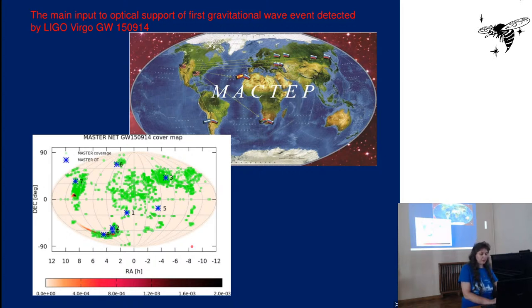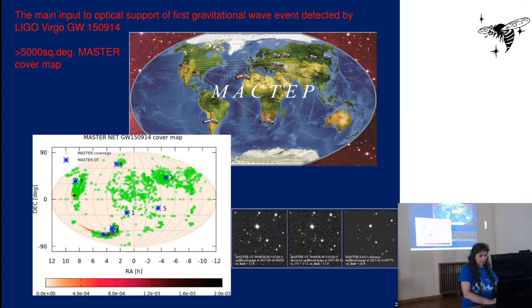GW150914. And here you can see the coverage map made by our telescopes. We covered more than 5,000 square degrees during the first weeks. You can see the latest error box. LIGO gives a full FITS file of the probability to find the source.